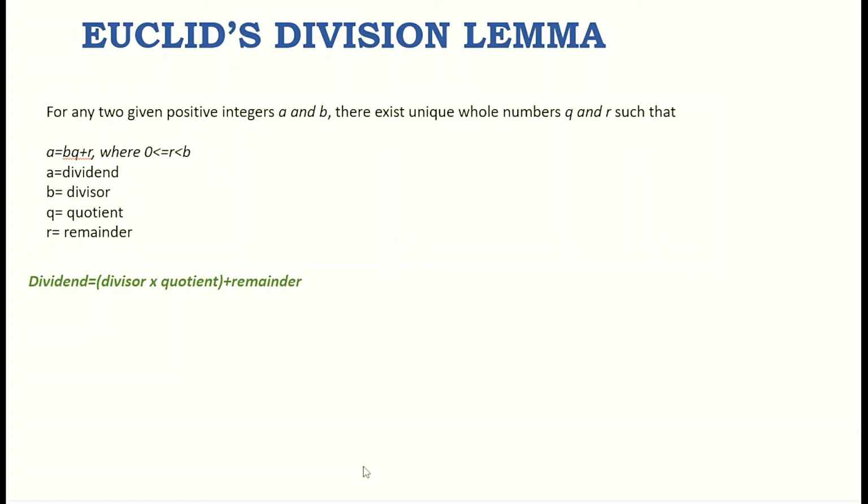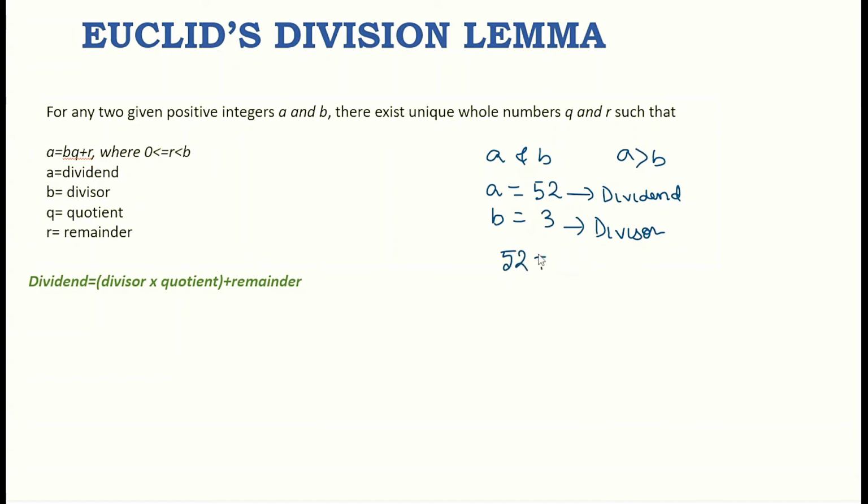Let the story start from two integers a and b. Let's take a and b as two positive integers, so a is equal to 52 and b is equal to 3. Of course, a is greater than b. So a is acting as the dividend and b is acting as the divisor, since you are dividing 52 by 3. So let's perform the division: 52 by 3, we are taking 52 here.